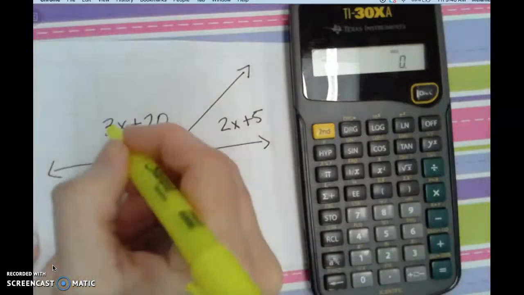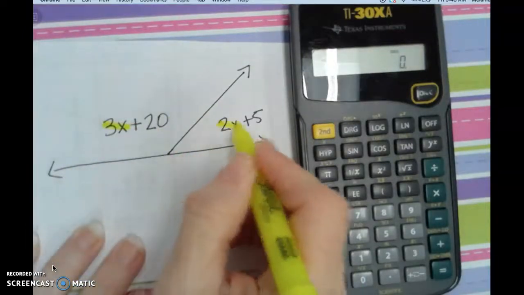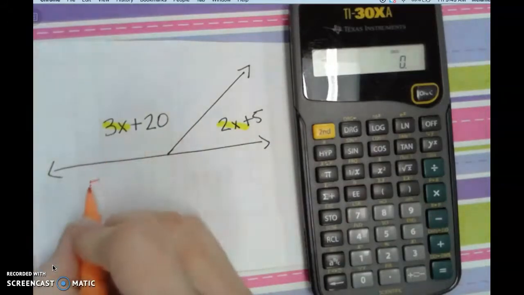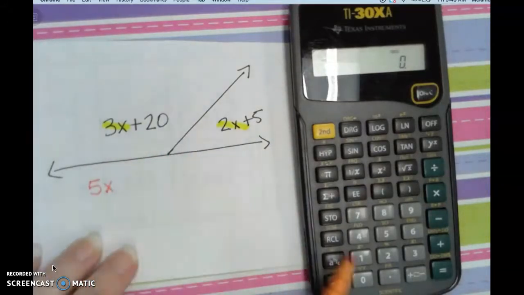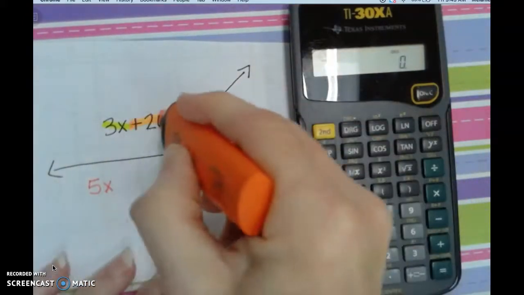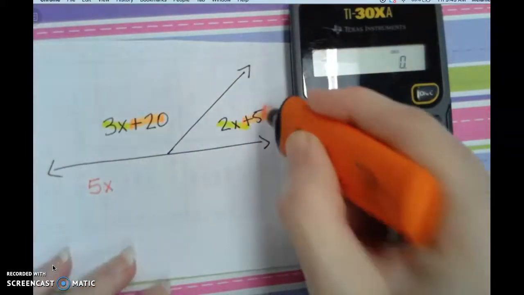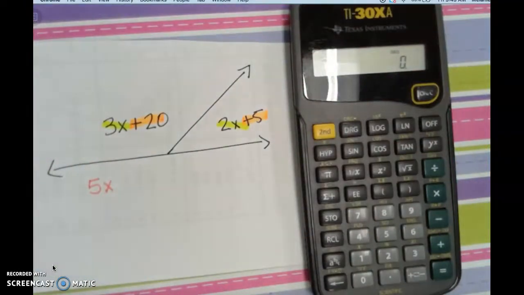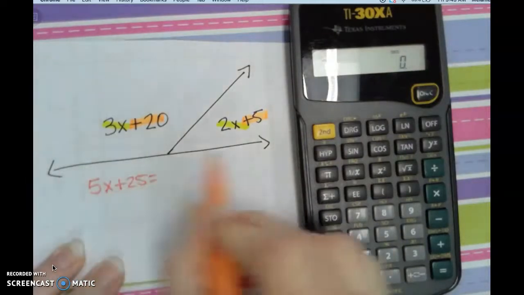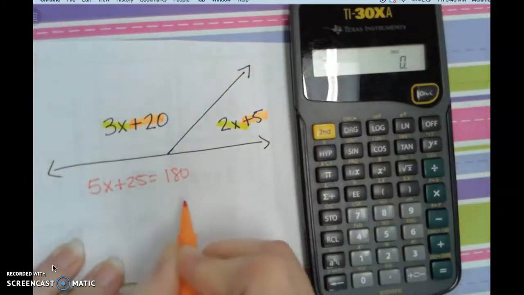So let's look at our x's. We got a 3x and a 2x. So a 3x and a 2x is going to be 5x. And then let's just pay attention here. We got a plus 20 and we got a plus 5. So I know a positive 20 and a positive 5 is going to give me a plus 25. And we said that all of that gave us 180.